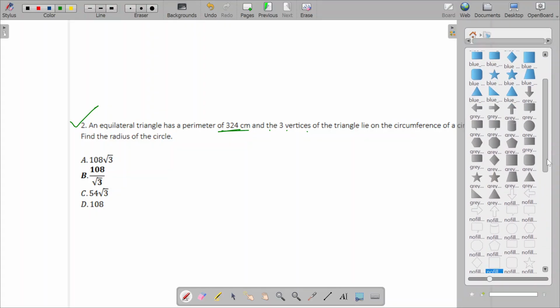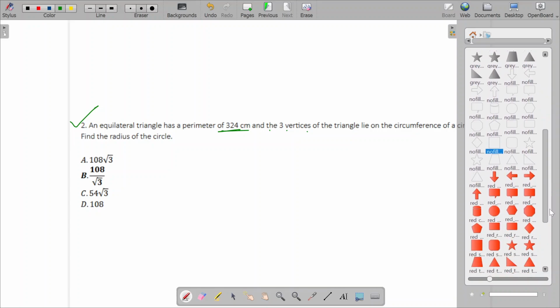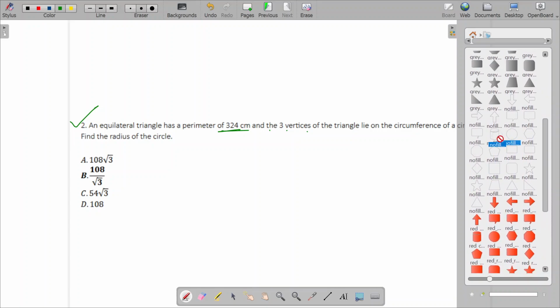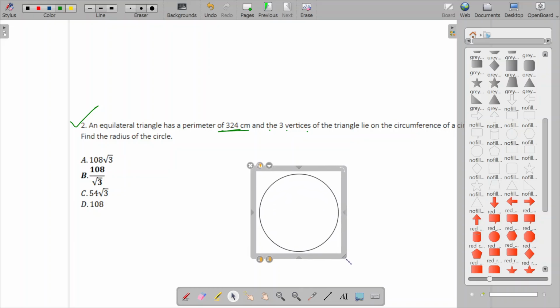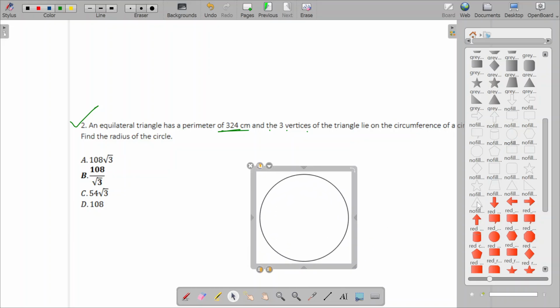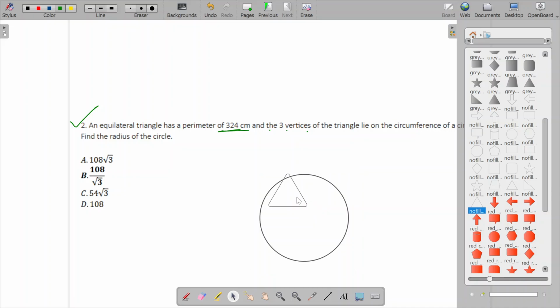So let's try to visualize it by drawing the figures. That is something I consider as the best method. And whenever you're doing it in your SAT, you have to be very quick. Okay, this is a triangle. Perfect. It's an equilateral triangle.